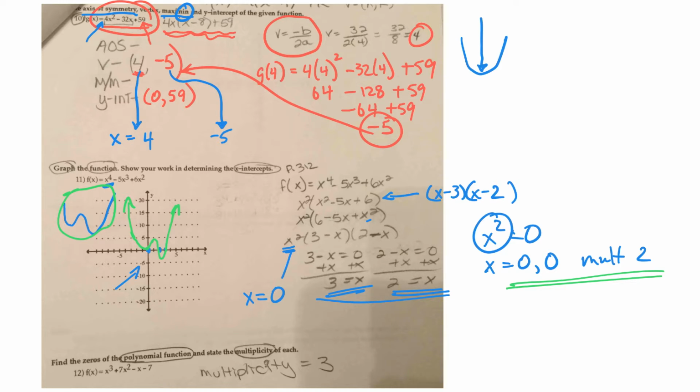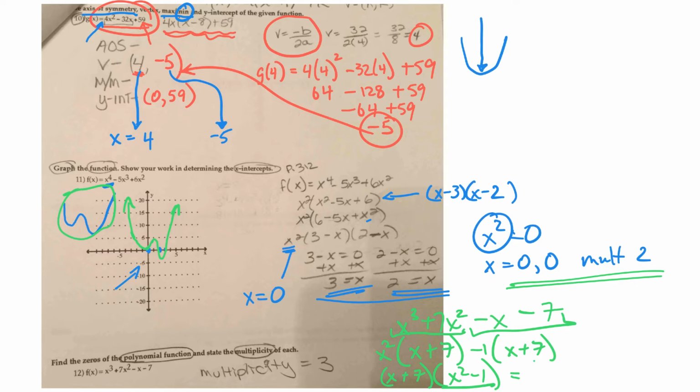On the final question, it says find the zeros of the polynomial function, state the multiplicity of each. I'm betting that this is a group factoring question. So x cubed plus 7x squared minus x minus 7. If I group factor, I'm factoring x squared out of the first part, I'm left with x plus 7. Out of the next part, I'm going to factor out a negative 1, left with an x plus 7. So this will be x plus 7 times x squared minus 1. And x squared minus 1 is the difference of squares. So it'll be x plus 7 times x minus 1 times x plus 1.